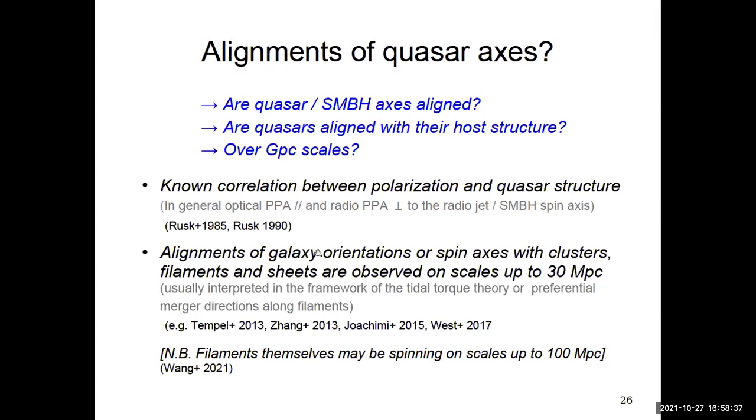Also, some alignment of galaxy orientation or spin axis has been found with their clusters, filaments, and sheets, on scales up to 30 megaparsecs. And a recent observation has shown that filaments themselves may be spinning on very large scales.